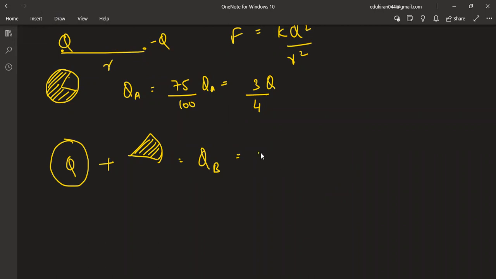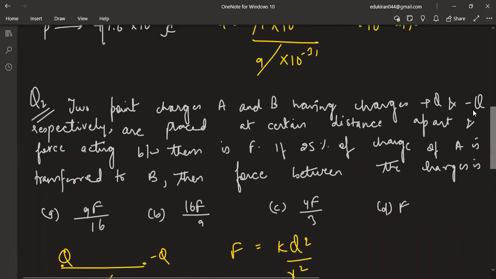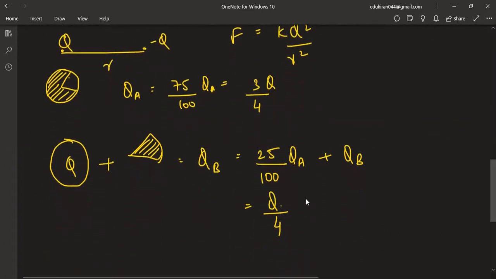So see, that will be 25% of the charge in A, and then you have plus QB. This is clear till here, Iram? Yes, ma'am. Now see, this will be 1 by 4 only, Q by 4 I will write. But see, what is QB? QB is minus Q. This is A, this is B. So what you were doing, you were adding it. Now it is like plus minus Q.